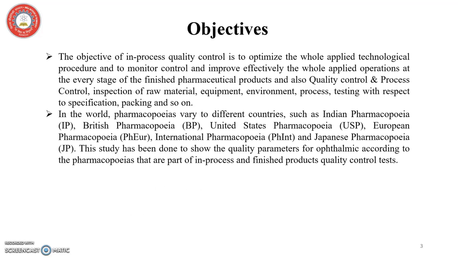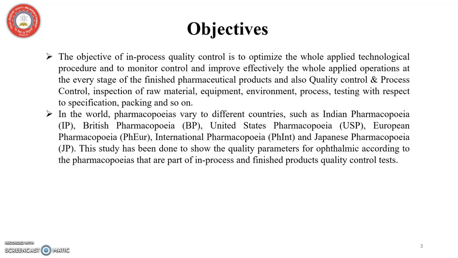So what is the objective of the in-process and finished product quality control test? The main objective is to optimize the whole applied technological procedure and to monitor, control and improve the efficiency of the whole applied operation at every stage of the finished pharmaceutical product: control of the process, control of the quality, inspection of raw material, equipment, environment, process, etc.